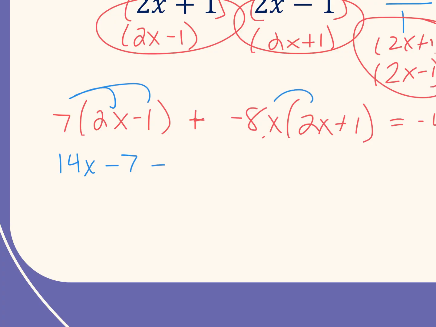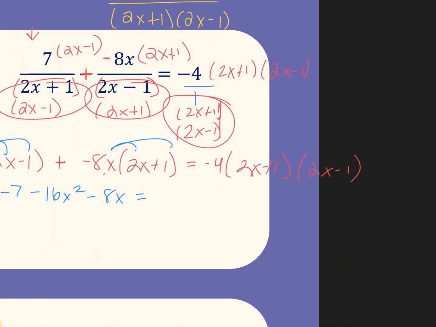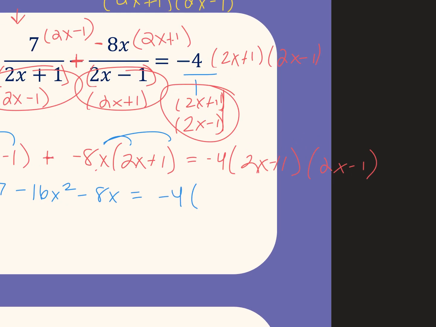Distribute it. So I have minus 16x squared minus 8x equals negative 4 times. If you were going to multiply 2x plus 1, 2x minus 1, what's it going to give you? 2x times 2x, 4x squared. What's going to happen to your middle terms? I'll have a positive 2x and a negative 2x. What's going to happen? They cancel, and then negative 1 times positive 1 is just minus 1.